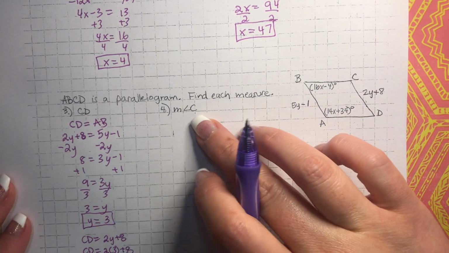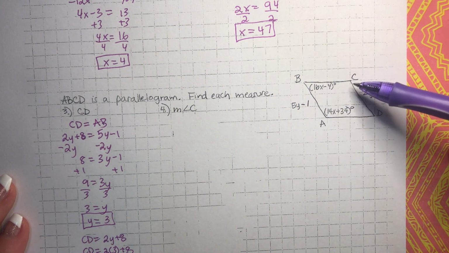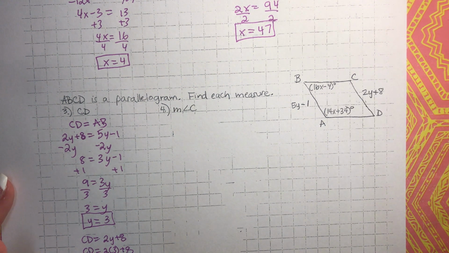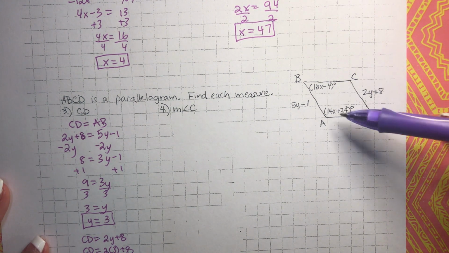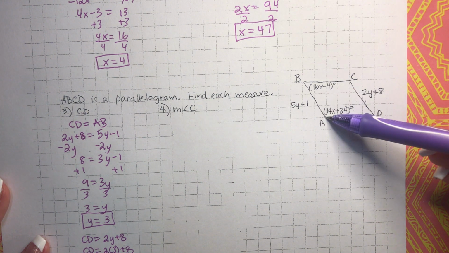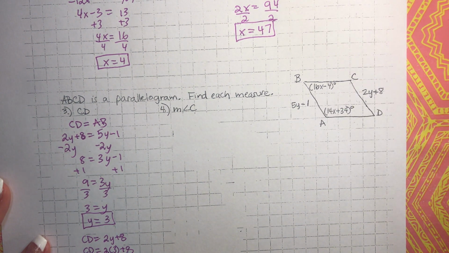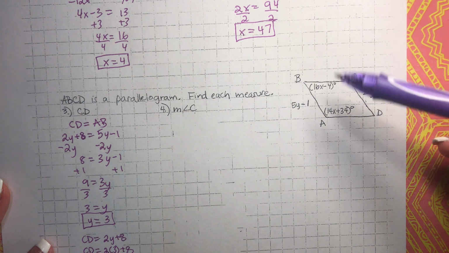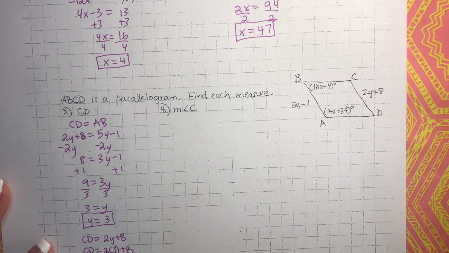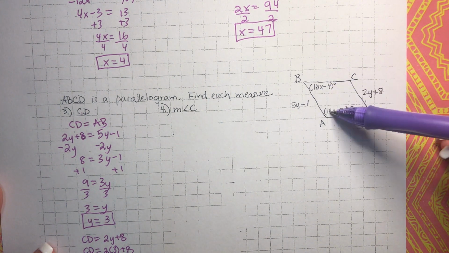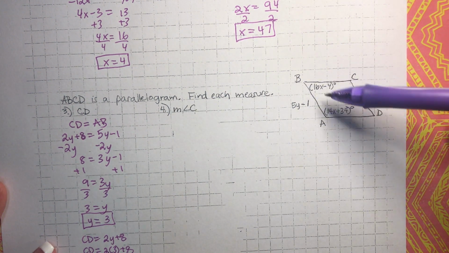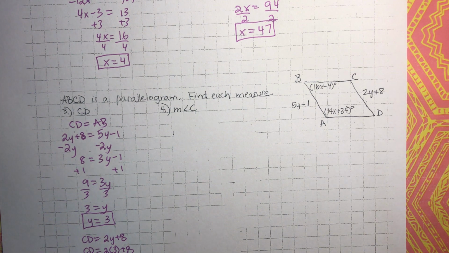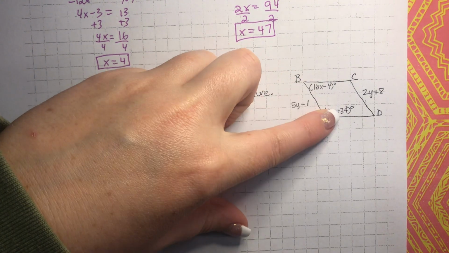Let's look at this one, measure of angle C. Oh, we have to find the measure of angle C. Okay. So we have nothing for C, but we have values here, right? We know that A and C are the same, right? And these are the only values that we have. So we know that since it's a parallelogram, these consecutive angles are supplementary. So I'm just going to start there and figure out what x is.